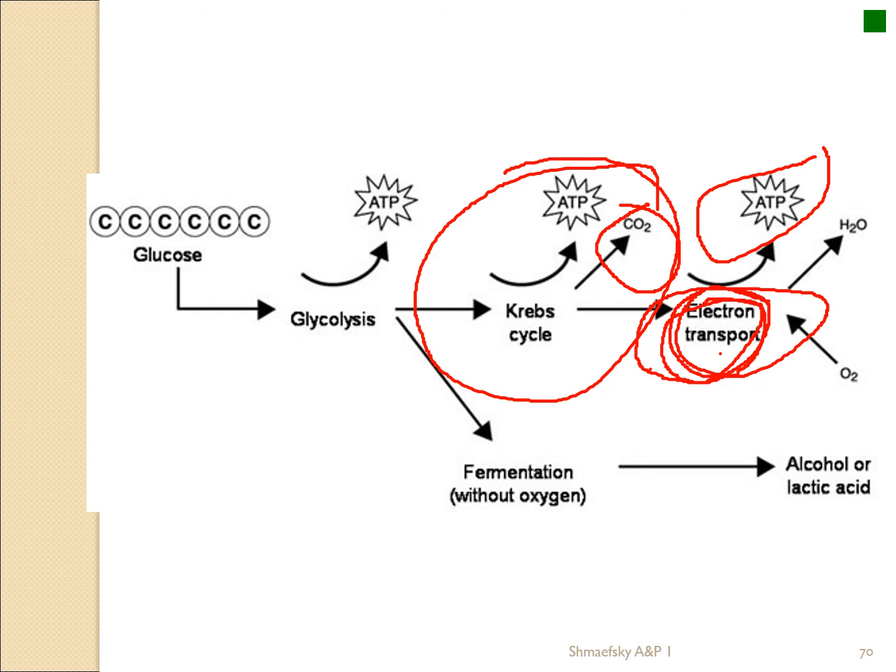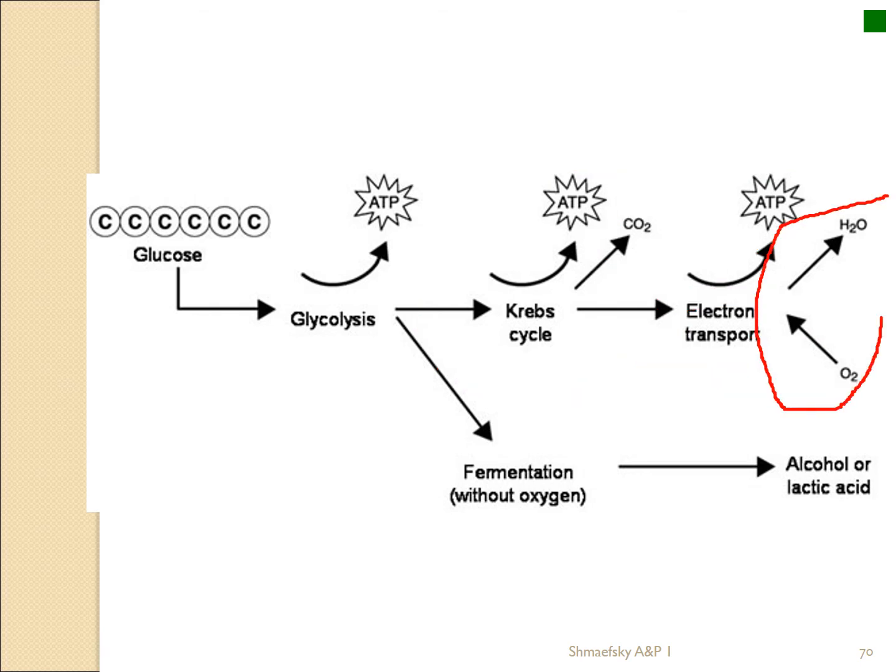And then over here, you end up with this waste product called water. And the waste product of water comes from the oxygen. And this shows you now fermentation. If there is no oxygen, the mitochondria shuts down and these stages don't occur.